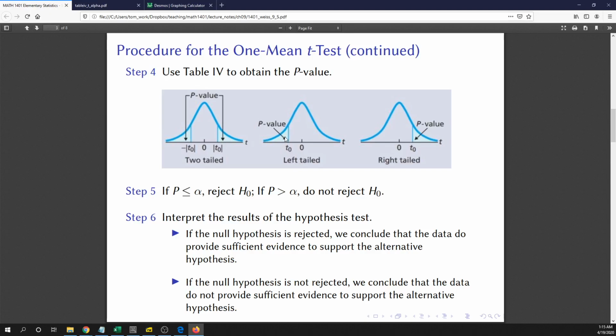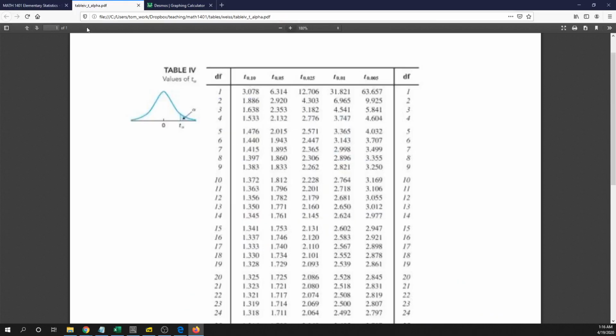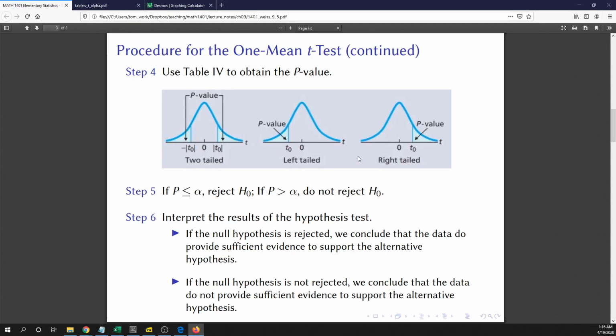For the left-tailed test, it's going to be the area underneath the t-distribution to the left of the value. And for the right-tailed test, it's going to be the area to the right over here. That part of it is pretty much exactly the same. What's going to be different is using this table to look it up. It's done in a slightly different manner. So as we go through the examples, you'll see exactly how to do that.